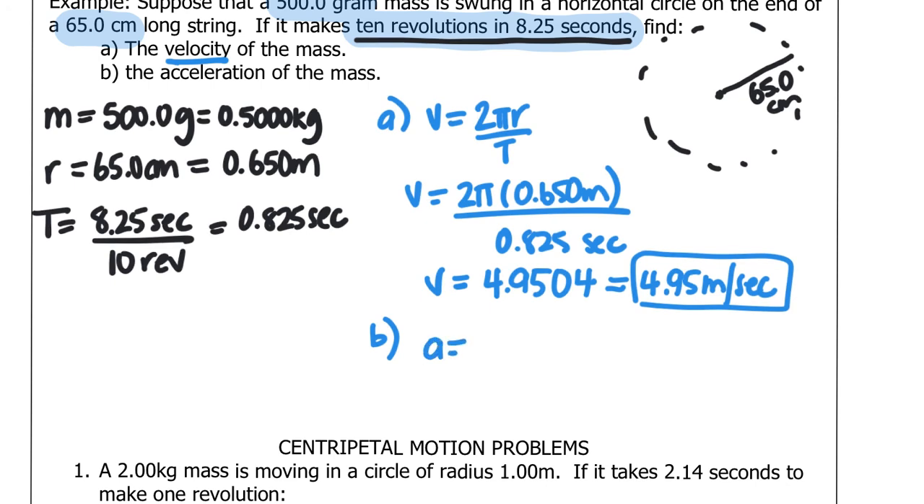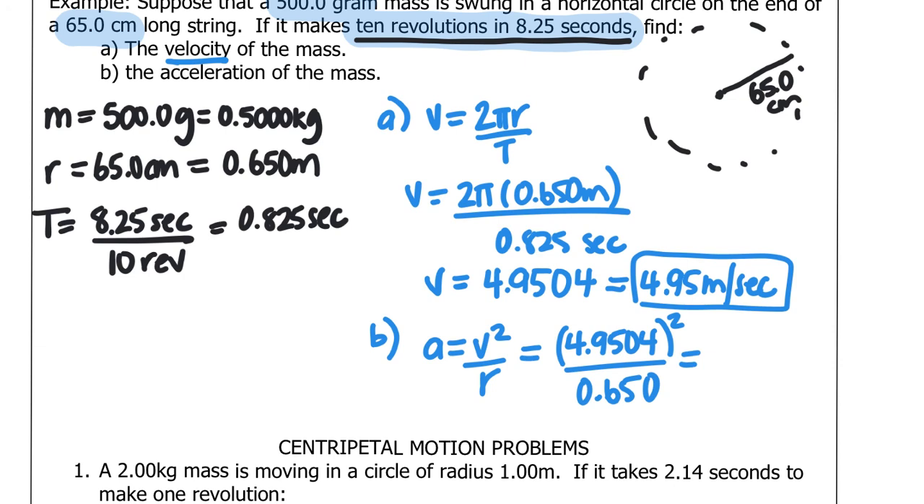So acceleration is equal to v squared over r. So this is going to be 4.9504 squared divided by the radius, which is 0.650. And I actually still have even more digits on my calculator, so I would just keep those values in there and square it, and then divide by 0.650, which ends up giving you 37. I'm just going to go straight to my end answer here because this is the last question. So it's going to be 37.7 meters per second squared. Okay, so that's the acceleration of the object.